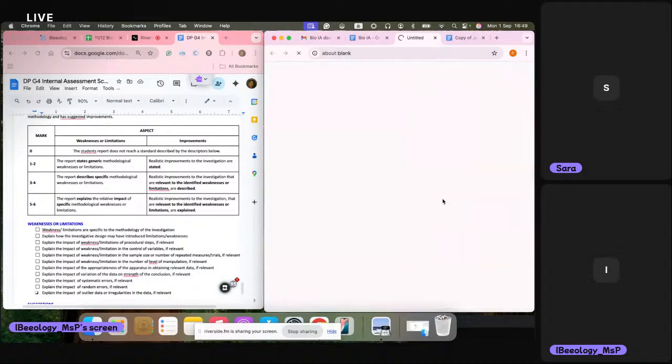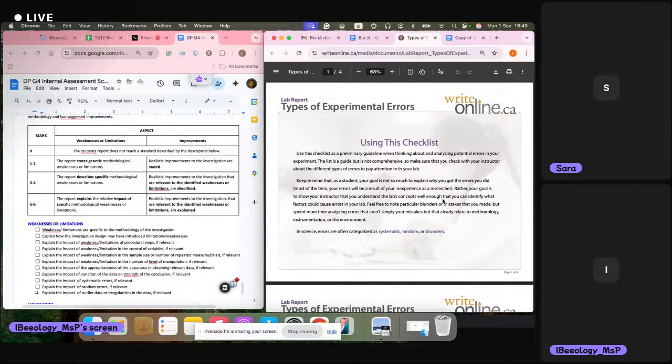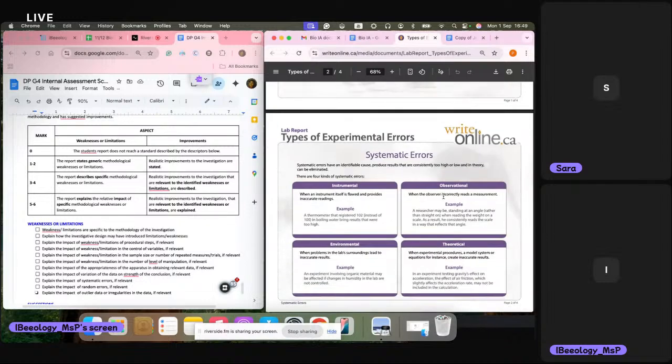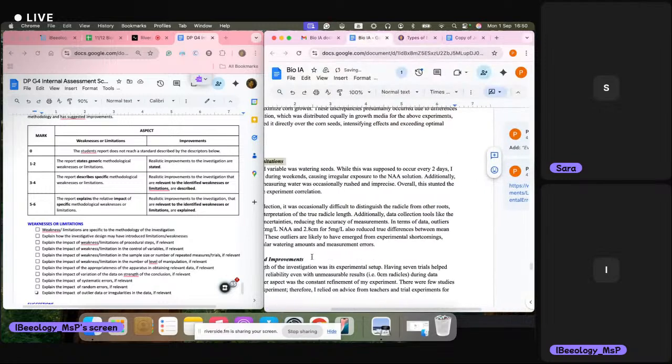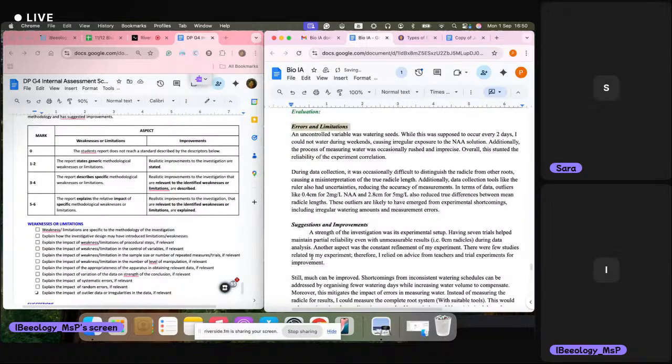So if you look into this link, it will help you identify what kind of error you have committed. Is it an instrumental error, observational, environmental, or theoretical? What you mentioned a while ago about the water, that's environmental. You were not able to really measure the temperature, that's environmental. The instrumental limitation is that you used a ruler.